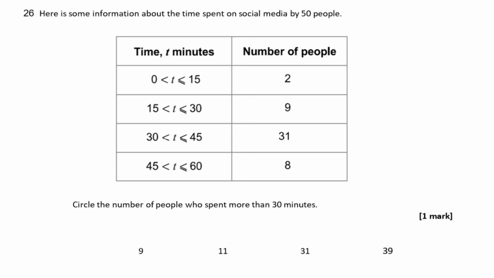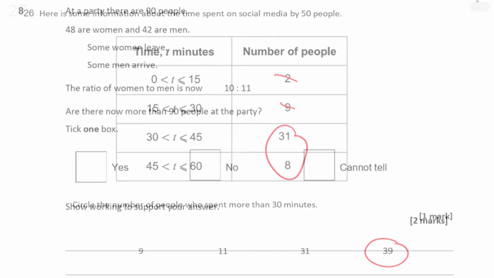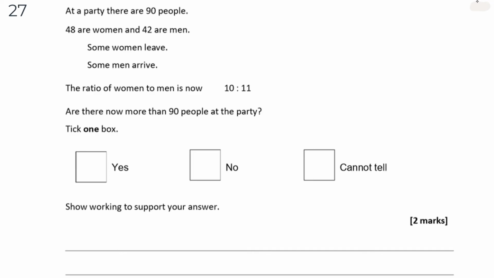Okay, so then more than 30 minutes. So we've got 0 to 15 minutes, so not that group there then. So not that one. 15 to 30, no, they're all good. It's these other people who spent far too much time on it down here. Look, it's going to be these. These are 30 to 45 and 45 to 60. So those 31 plus 8 people, that's 39 people altogether. It's that one there.